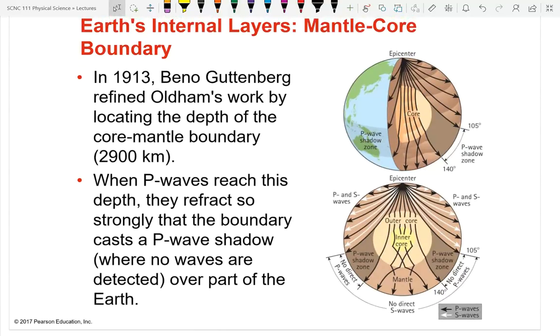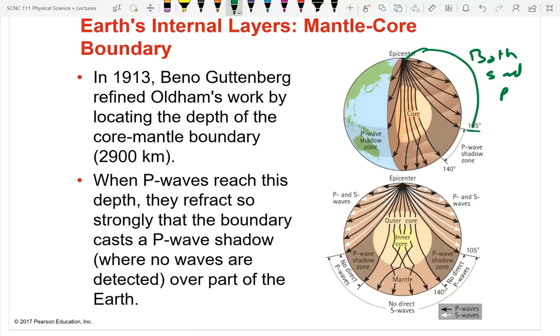So what you have is in this region from here to here, okay, so the earthquake occurs there at the epicenter. You have both S and P waves getting to the surface. But then there's this region that's called the P wave shadow zone. No P waves. That's what he observed.